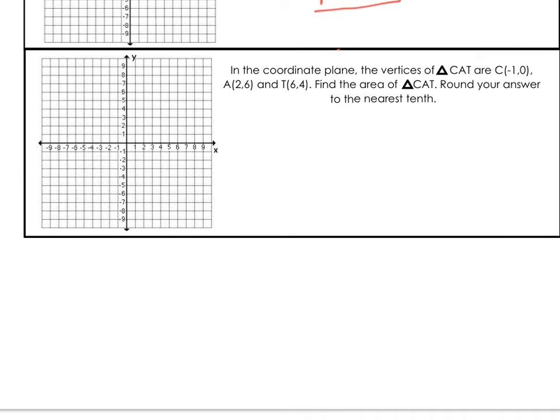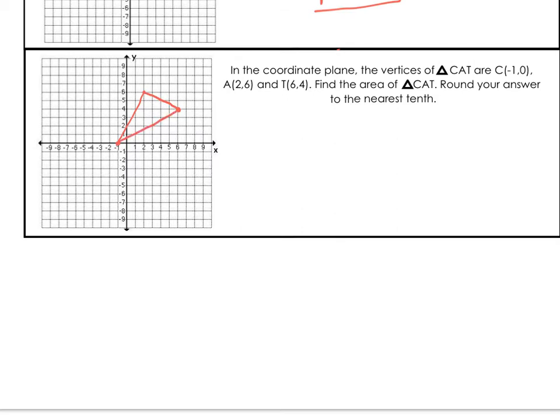Okay. So we'll talk a little bit about this, but let's start with this. On the coordinate plane, the vertices of CAT are -1, 0. So let's go to -1, 0. We have 2, 6. So we'll go to 2, 6. And we have T, which is 6, 4. So 6, 4. Beautiful.